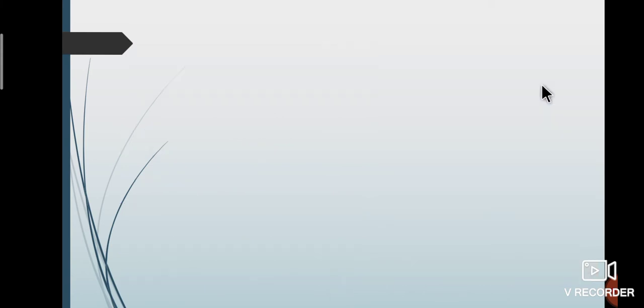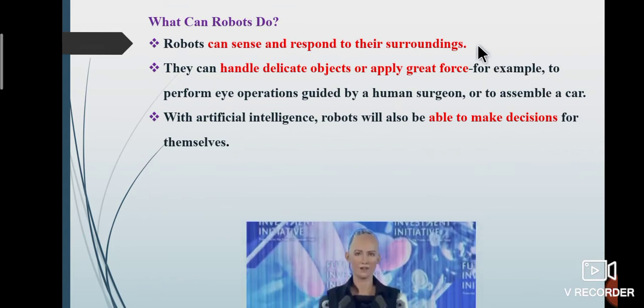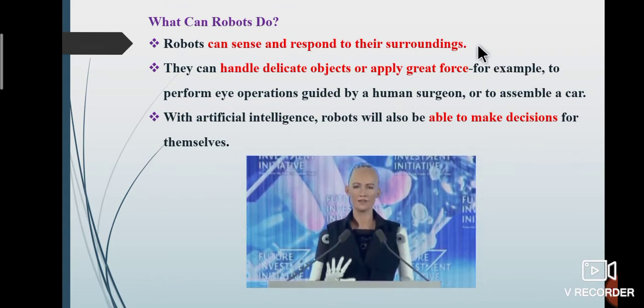Okay, what can robots do? Robots can sense and respond to their surroundings. They can handle delicate objects or apply great force, for example, to perform eye operations guided by a human surgeon or to assemble a car. With artificial intelligence, robots will also be able to make decisions for themselves.